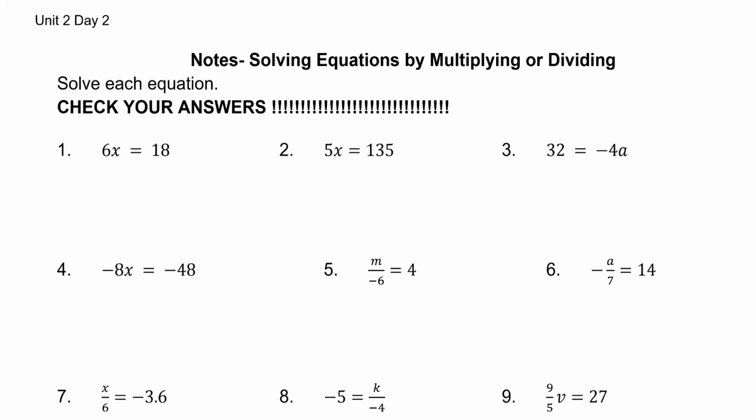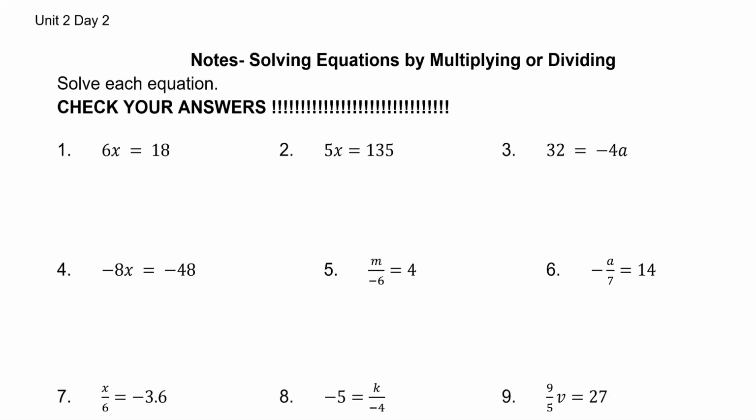Unit 2, Day 2, solving equations by multiplying or dividing. Now, here's the thing, just like yesterday, we're going to be doing the opposite of whatever operator is present near the x in order to get rid of it. We are trying to get rid of everything near and around our variable, whatever it is, x, a, b, v, what have you. Now in order to get rid of the variable, just like we had said, we have to use the opposite operation.